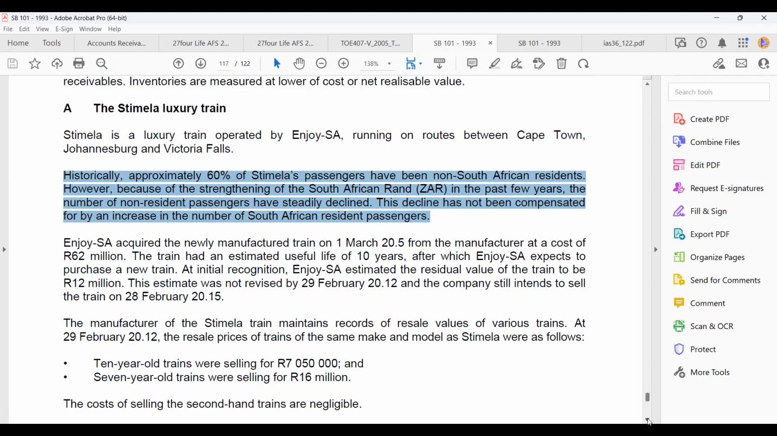Whenever you are faced with a question where there's a change in estimate in the current financial year, you always have to work out the carrying amount of that asset at the beginning of the current financial year, because you're going to need that to calculate depreciation for the current year and the years going forward. So just take note of that. That is basically what we discussed yesterday.